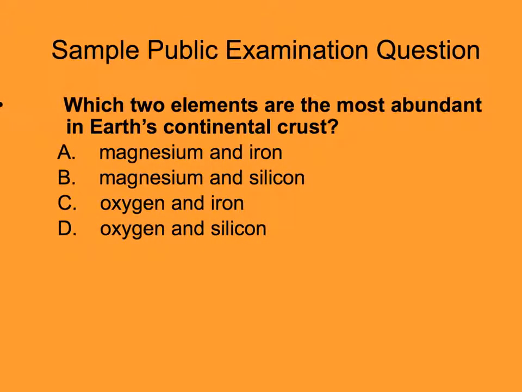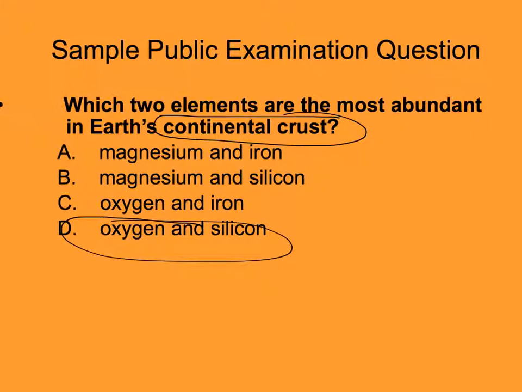So an example of a public exam type question would say, which 2 elements are the most abundant in Earth's continental crust? So immediately you see that they're talking about the crust, and you think about Ottawa Senators Are Insane, and you look for oxygen and silicon.